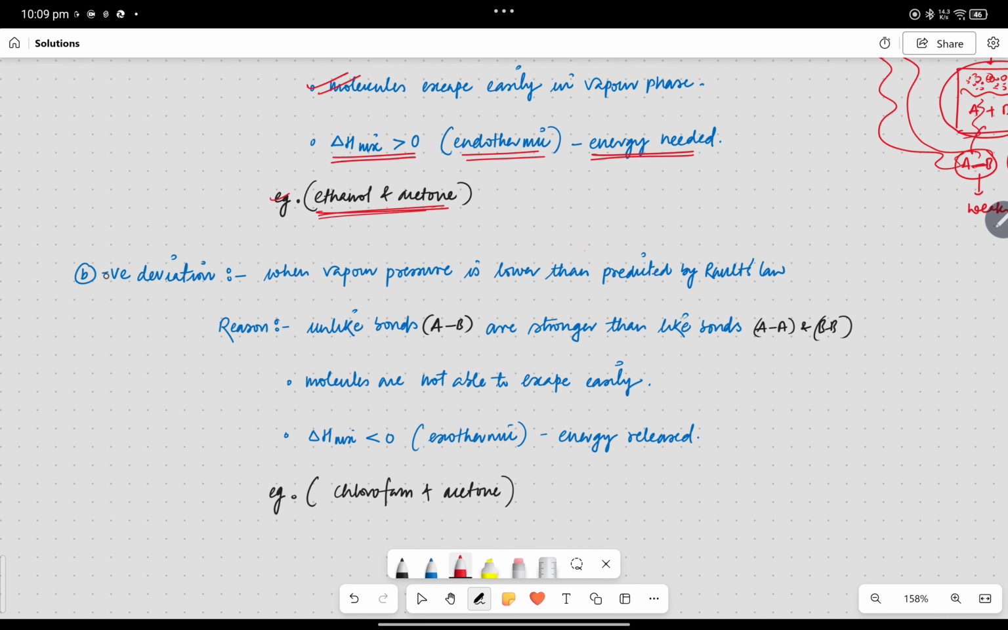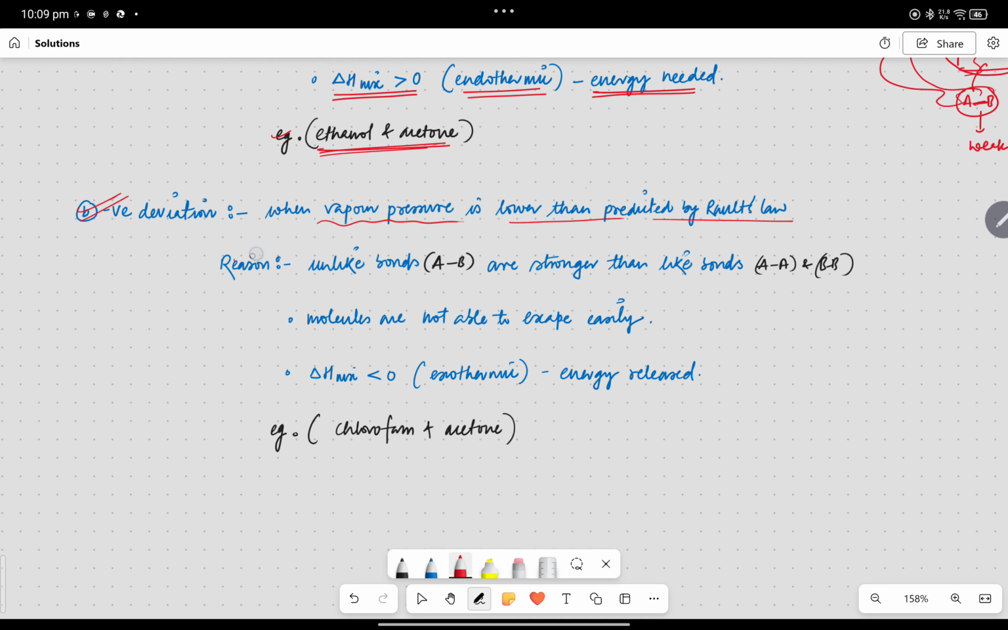After that, negative deviation is the opposite of that: the vapor pressure is lower than predicted by Raoult's law. The reason is that the AB bond that forms is stronger than the bonds of AA and BB, and the molecules are not able to escape easily into the vapor phase. That's why the vapor pressure reduces, and delta H mix is less than 0, exothermic. That means energy is released, which means a stable bond is formed. The example is chloroform and acetone.